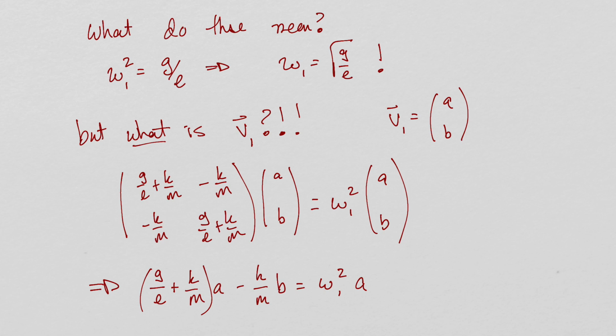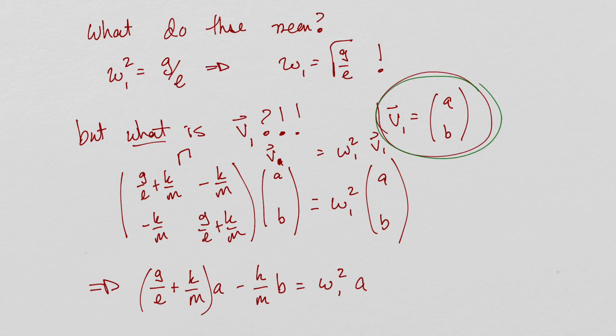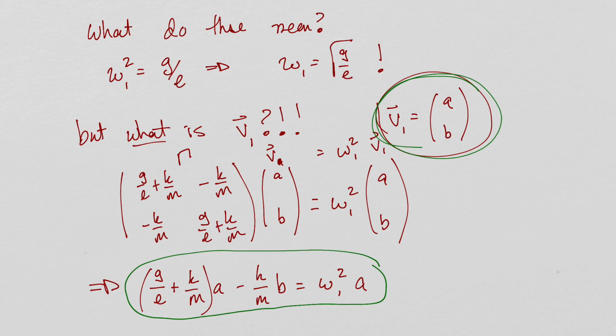Gamma times the vector is going to equal omega squared times, and this is just v1, times v1. And since I have no idea what v1 is, the general thing to do is to just guess a general form of v1. So here I'm going to use A, B, plug that in, and try to solve it for equations. So now I'm doing the matrix multiplication out, and I get this expression here that comes from the top row: g over L plus k over m times A minus b times k over m is equal to omega 1 squared times A.